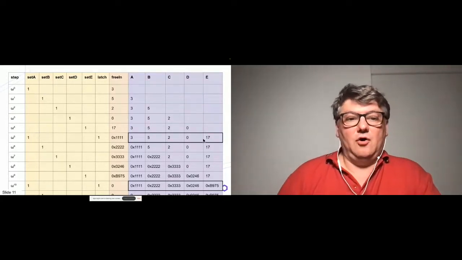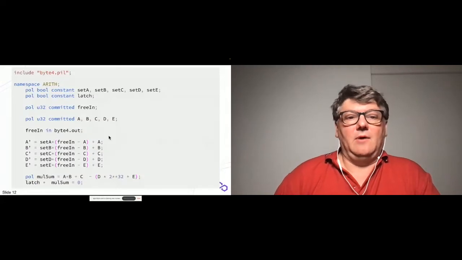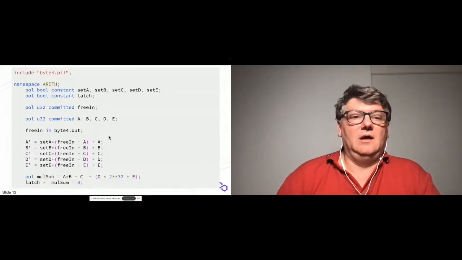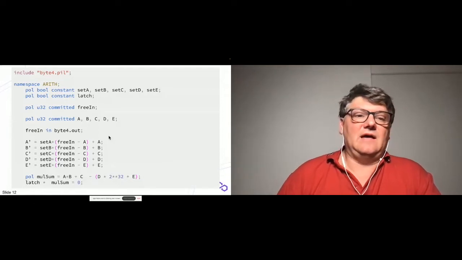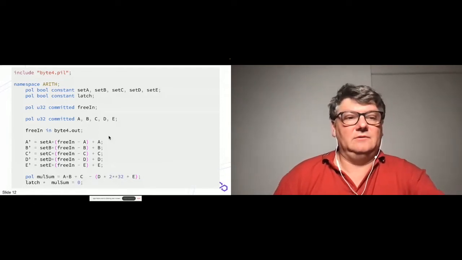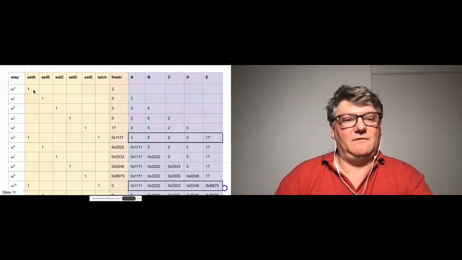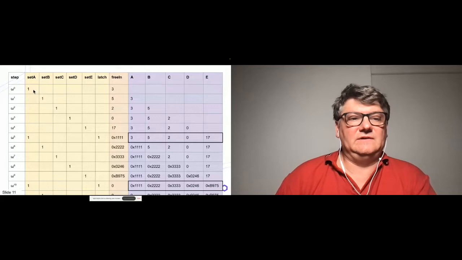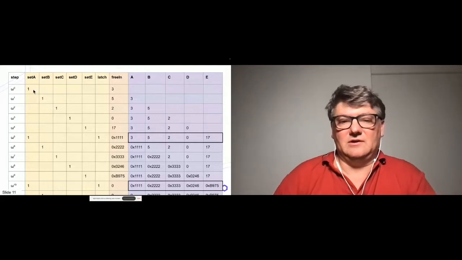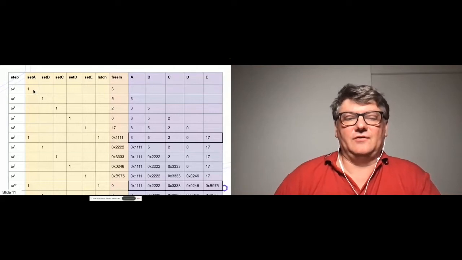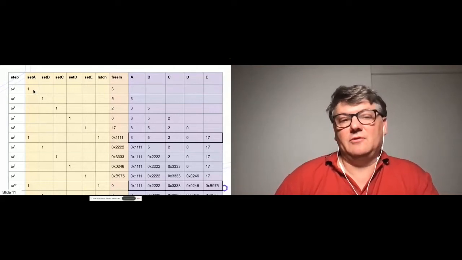Okay, so how do we do that in PIL? Well, we define these constant polynomials, A, B, C, D, and E. You see A is 1 in the multiples of 6, B is 1, and so on. So you see here the construction. We have also the constant latch. And then here we start defining free.